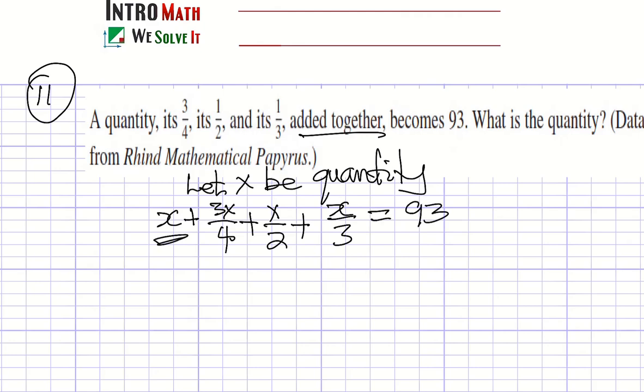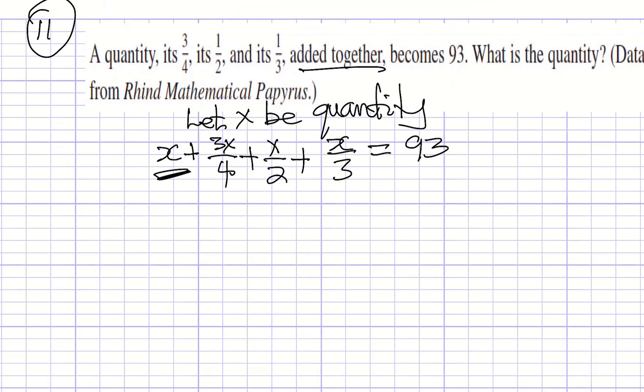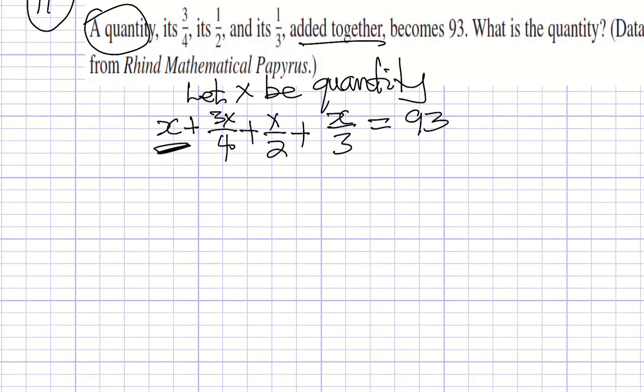So don't forget the quantity. You have to add the quantity too. The English is a little poor there, but they packed a lot of stuff in one sentence. You just have to try to unpack it. See, they put that there. The quantity itself is x. So we're gonna combine the left side.